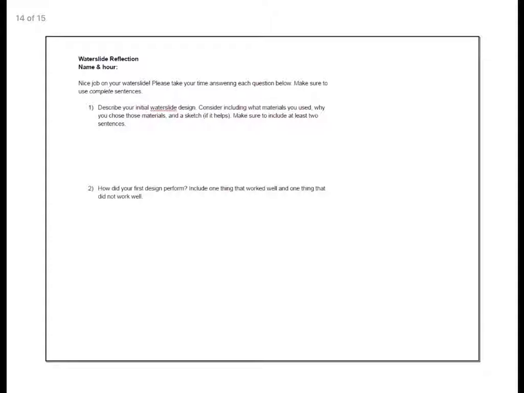Question 2 is about how your first design, so your original one, performed. So how did it go? It says include one thing that worked well and one thing that did not work well. So what's one thing that went okay or went really great, and then what's something that didn't go so well? And that's totally okay to talk about that too. We want to reflect on things that go well and things that we can improve.